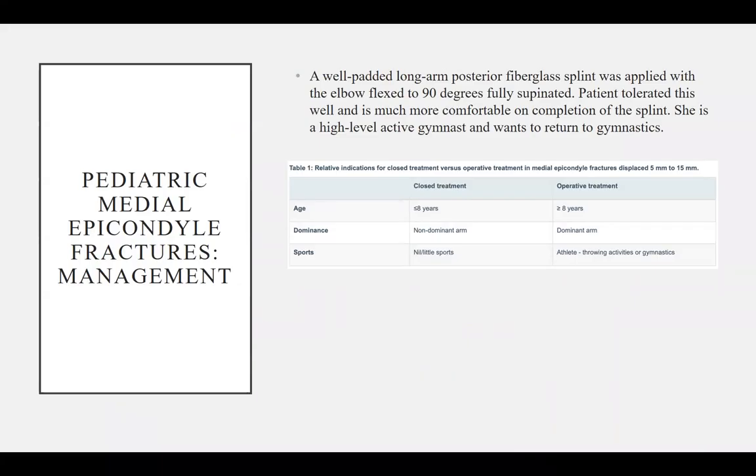So ultimately, consent is provided for an open reduction and internal fixation of the medial epicondyle after discussion with the patient and the family. There were no absolute indications for surgical management, and the absolute indications include the fragment being incarcerated within the joint or open fractures. As previously stated, consideration of the amount of displacement, high-level athlete status as a gymnast, and age were all relative indications to operate on this patient with a type 2 medial humeral epicondyle fracture.